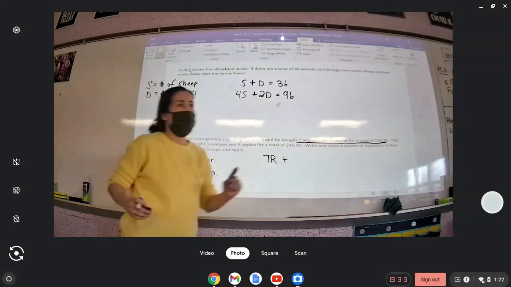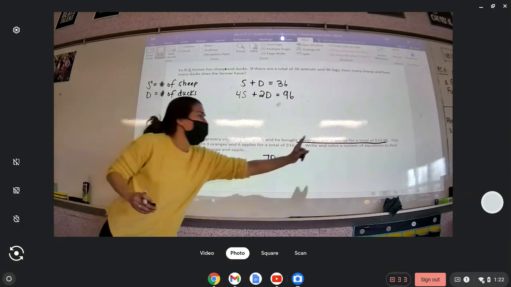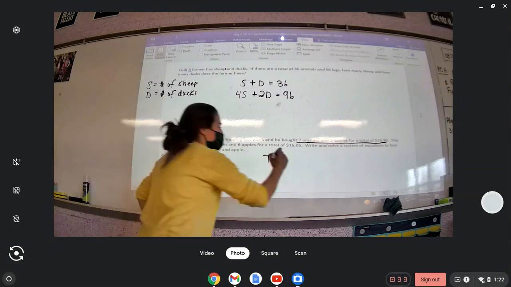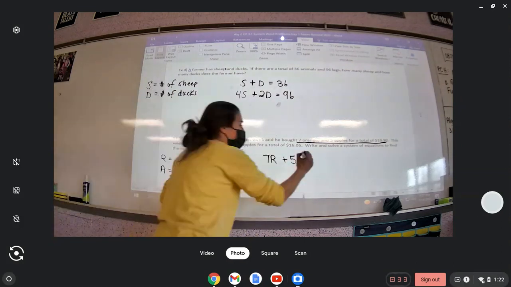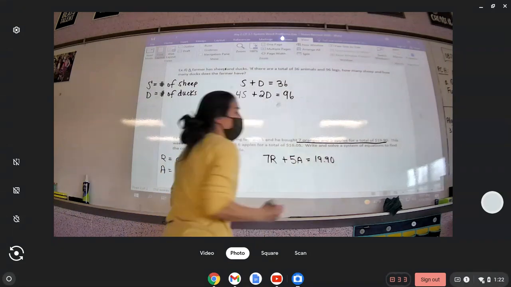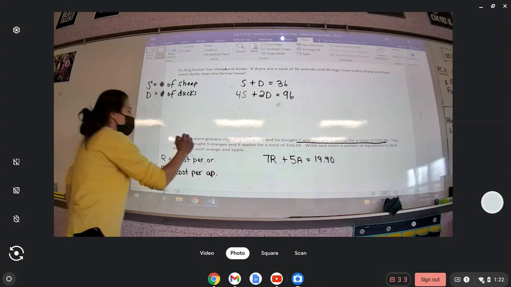Plus, he bought 5 apples. The cost of 1 apple is A. So that's 5 times what? A. Beautiful. 5 times the cost of an apple. And that has to add up to how much total money did he spend? $19.90.